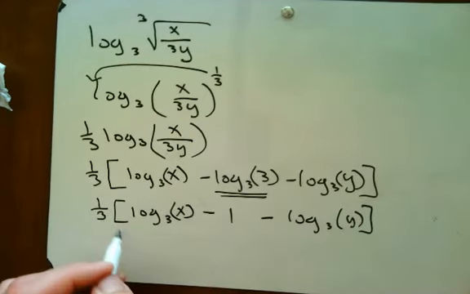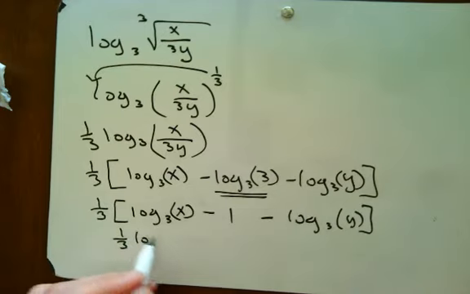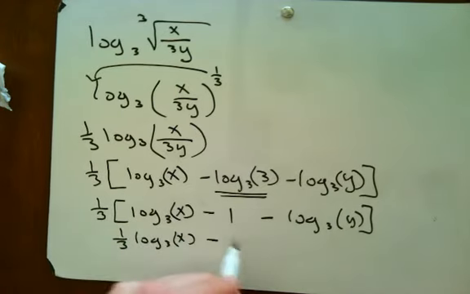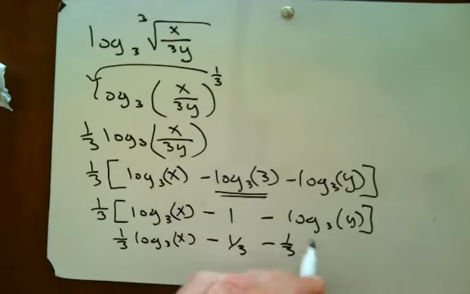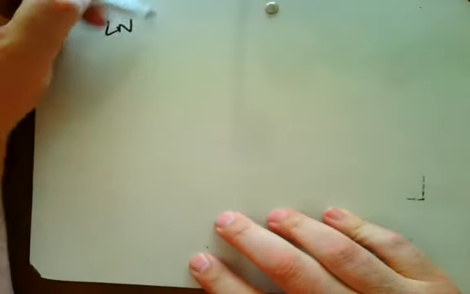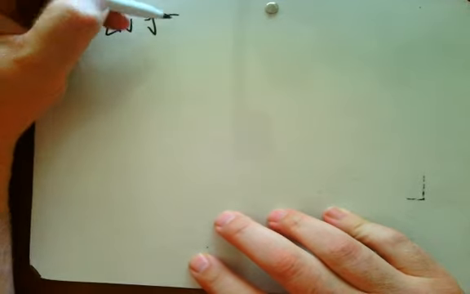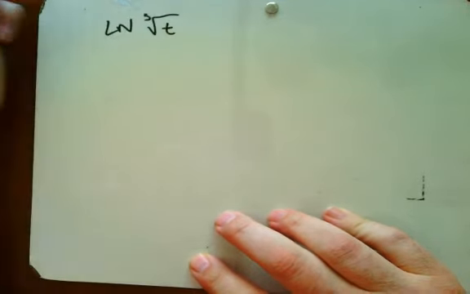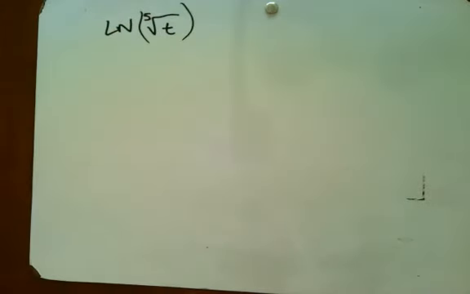What's log base 3 of 3? Remember from our opening today, we said that that was going to be 1. Log base b of b is 1. So I can write this like this. And now I'm going to distribute that 1/3 and get 1/3 log base 3 of x minus 1/3 minus 1/3 log base 3 of y. There's my complete expansion. Okay, now I think you guys will do 2 more, and then we'll switch to condensing.